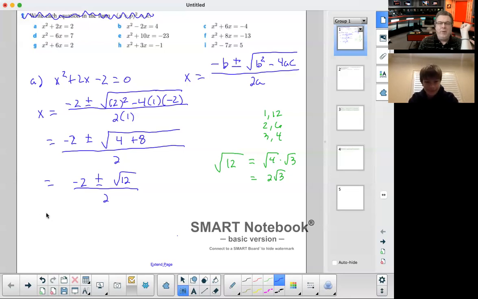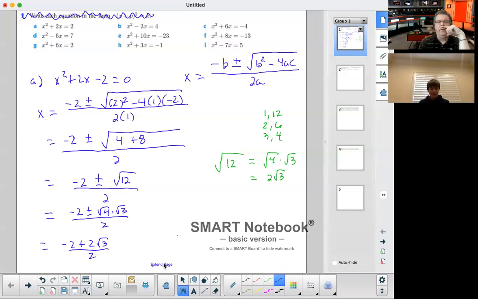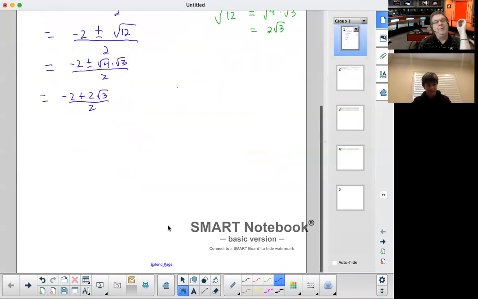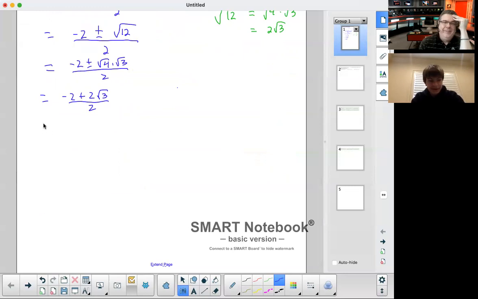Okay, so now this becomes -2 plus or minus root 4 times root 3 over 2, or -2 plus or minus 2 root 3 over 2. You okay? Yep. Now he's going to want you to simplify it further, because 2, 2, 2, they're all divisible by 2. So how could I simplify that? And I forgot to put the minus here because I'm a loser. Do you know how it would end up?